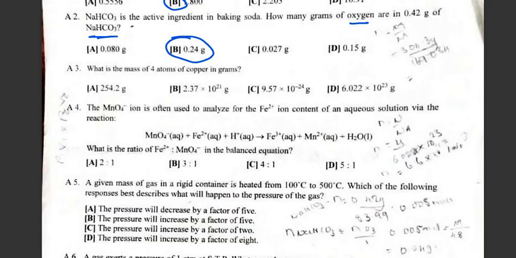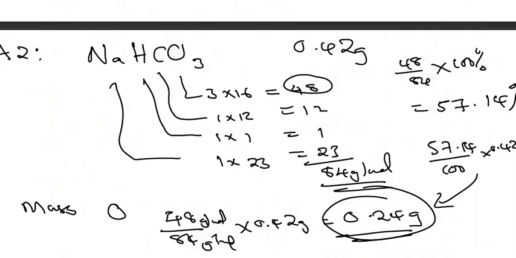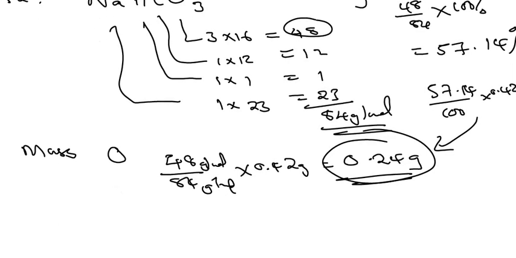Then A3, they're saying, what is the mass of 4 atoms of copper in grams? What is the mass of 4 atoms of copper in grams? So you need to make sure you understand the question. They've given us 4 atoms, right? So this is our A3. They've given us 4 atoms.